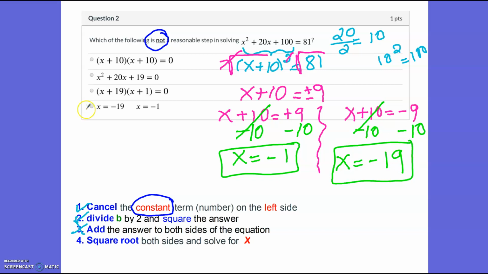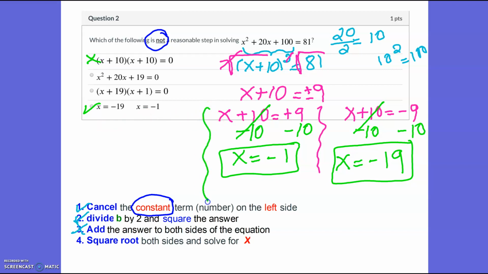So this step is right here. We did that. We did this step, not necessarily, because we have 81. So we did not do this one. We didn't do this one. Okay.